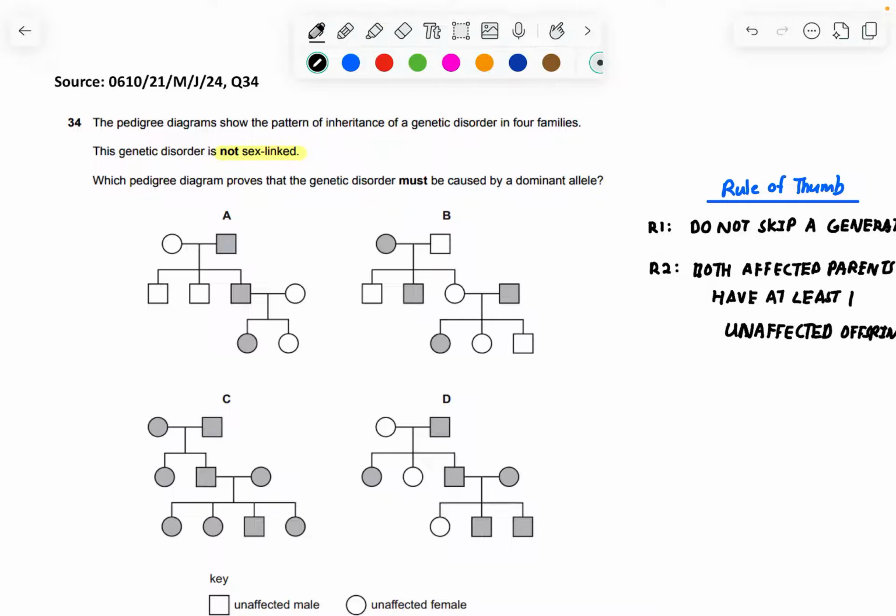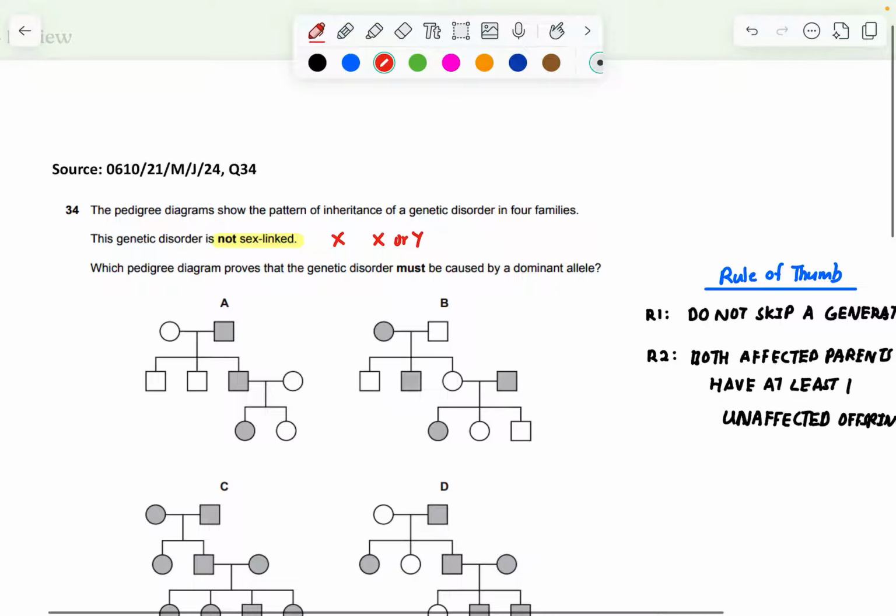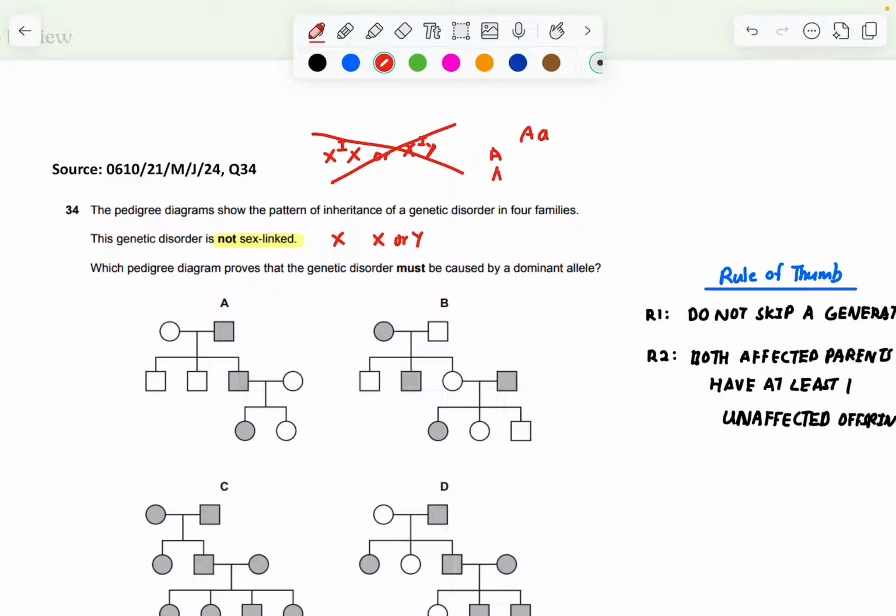When they tell you not sex-linked, it means you do not involve any X or Y chromosomes. So in your Punnett square, do not add X or Y like that. You do not need to use this. When they tell you it's not sex-linked, just use the normal A, like A crossed by A again, and then you get the genotypes of the offspring. So this is what they call not sex-linked.